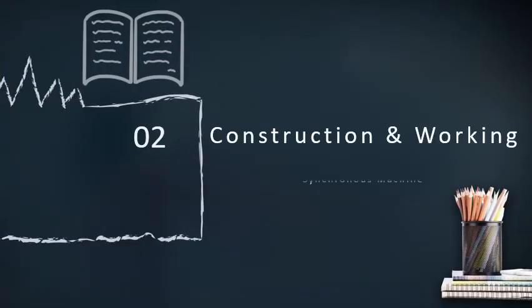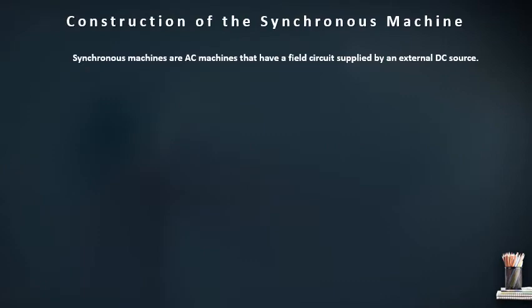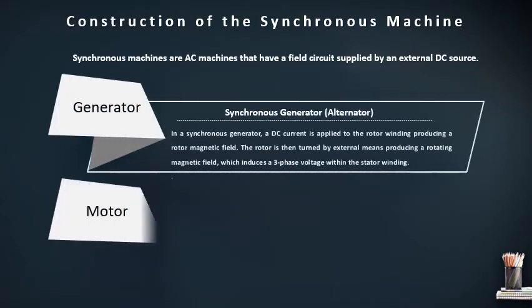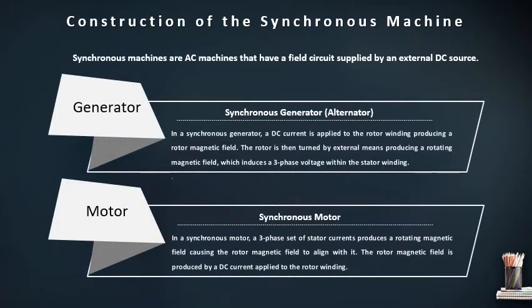Next, we will move on to the construction and working principle of the synchronous machine. The synchronous machine consists of two main parts. The first one is called the stator, and the other is called the rotor. The stator is the stationary part of the machine and the rotor is the rotating or movable part of the machine. A synchronous machine consists of two windings known as the armature winding and the field winding.